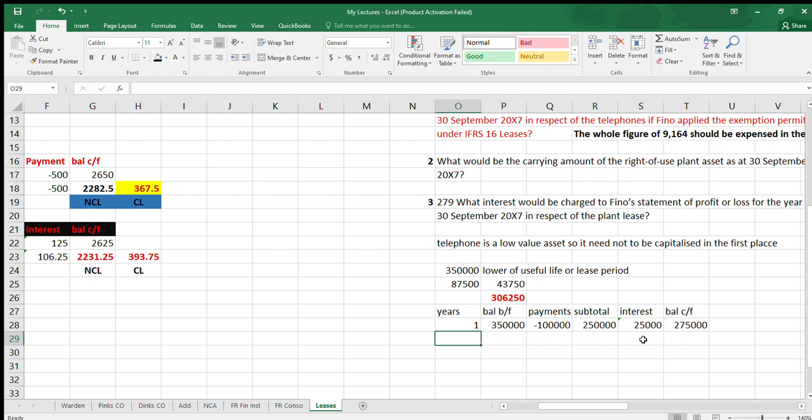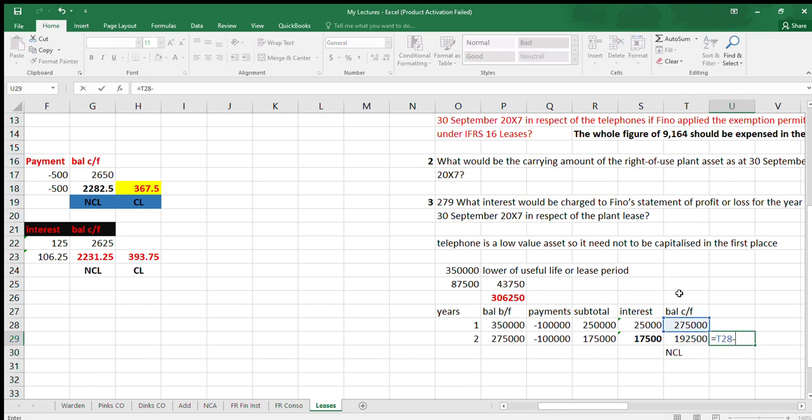Then year 2 is this figure, your negative 100,000. You do your math. Your interest is 10%. This plus this. So this will become your non-current liabilities, and this minus this becomes your current liabilities. That's all.